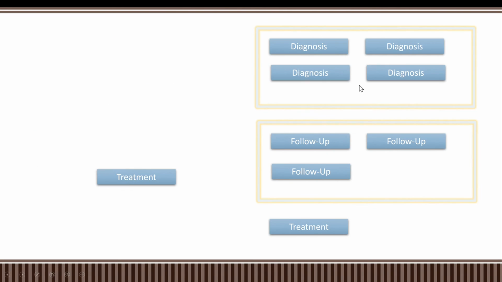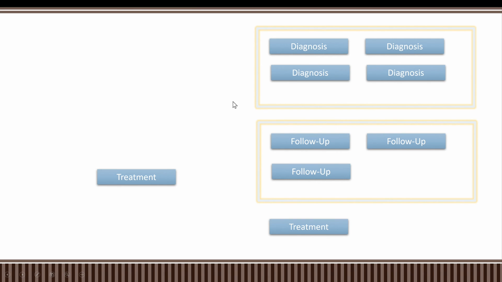Perhaps your topic is some type of medical topic, and in your annotated bibliography, you notice the themes: the first source deals with diagnosis, the second source deals with diagnosis, the next deals with treatment, the next with diagnosis, the next with follow-up, the next with follow-up, and so on. So you take these and you start moving them into their common themes, and you realize you have 4 sources that deal with diagnosis, 3 with follow-up, 2 with treatment.